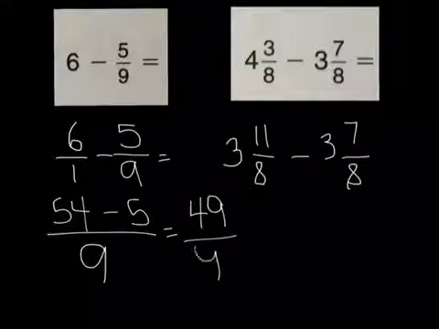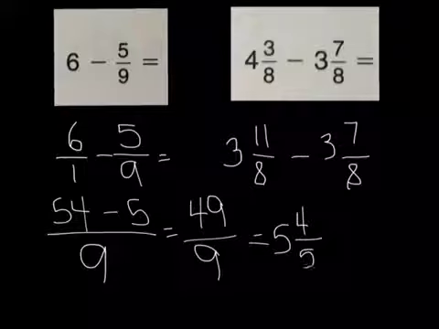over 9. How many 9s do we have in 49? 9 times 5 is 45. We have 4 left over. Okay, that's your answer for the first one. Let's try the second one.